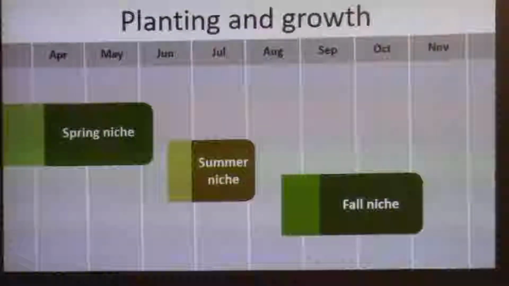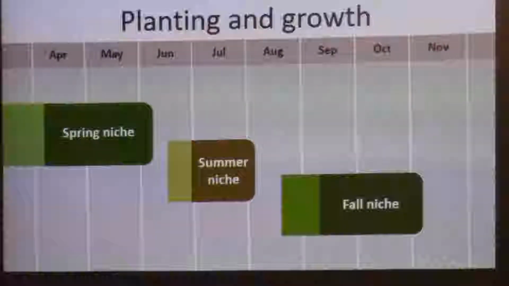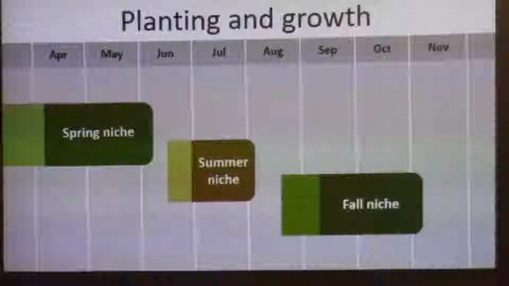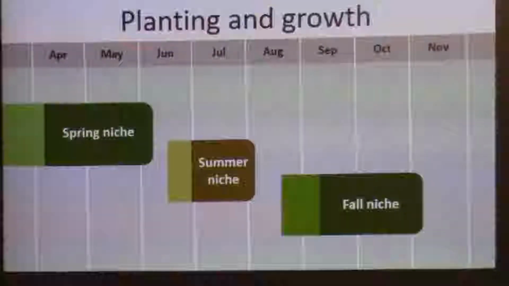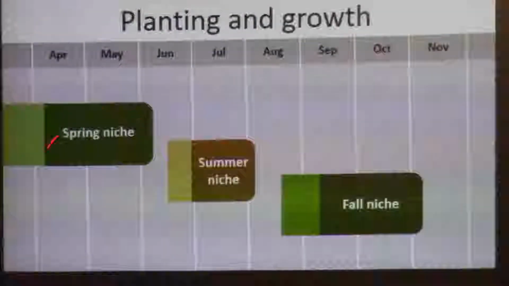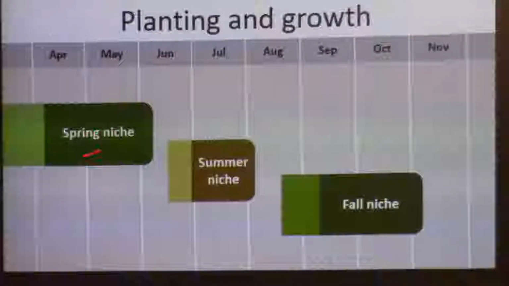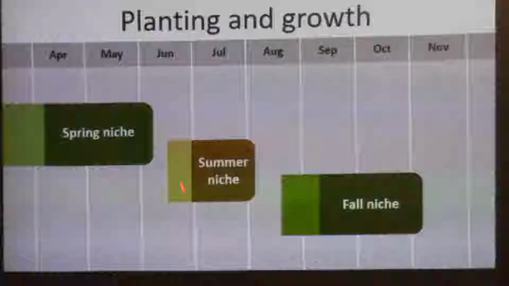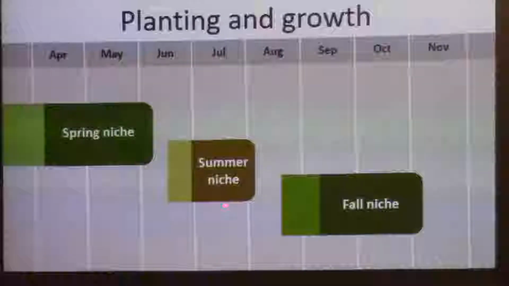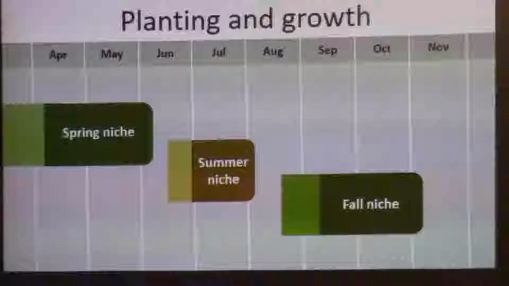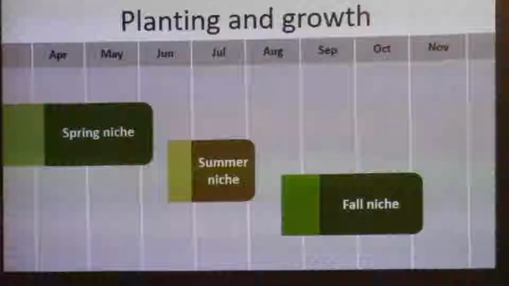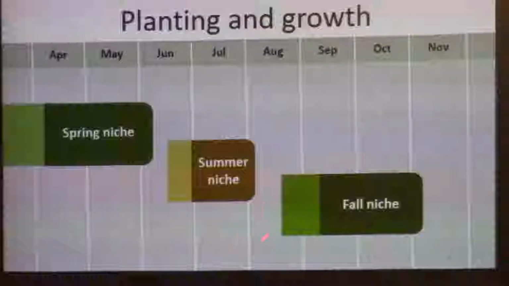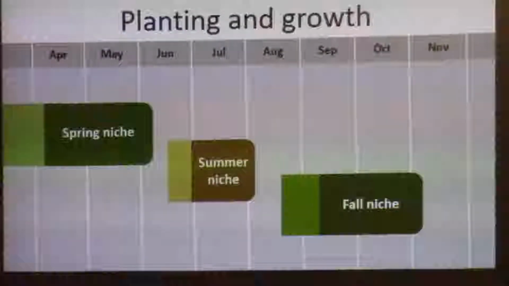The timing of planting and growth, you can see here for those spring niche species, monocultures, and the mixtures. They were all planted the previous fall, and then they overwinter, and then they start growing as early as possible in the spring, and then this is the kind of peak period of growth. And our summer niche species were planted in early June, and we let those go into early August. And our fall niche species we plant in mid-August, and those go through November.